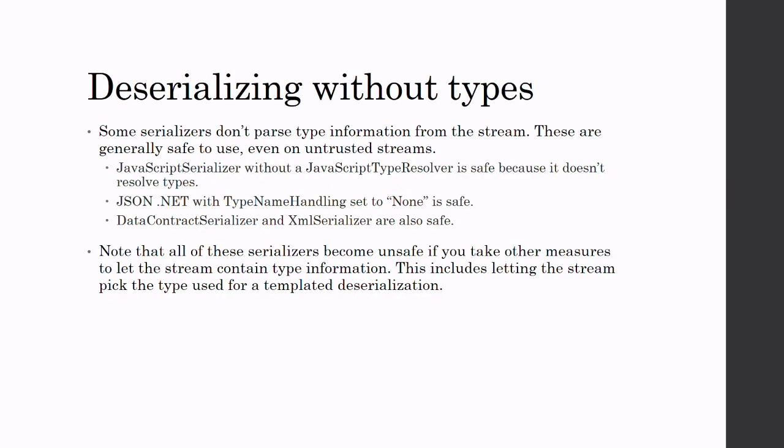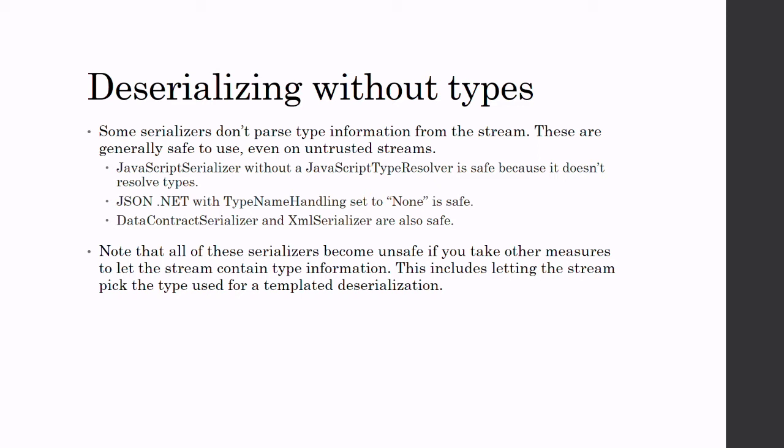Another thing you can do is just use a serialization API that doesn't take types from the stream. So data contract serializer and XML serializer are both safe as far as this goes. And JavaScript serializer and JSON.NET are OK as long as you don't either set type name handling or add a JavaScript type resolver. They're safe by default.